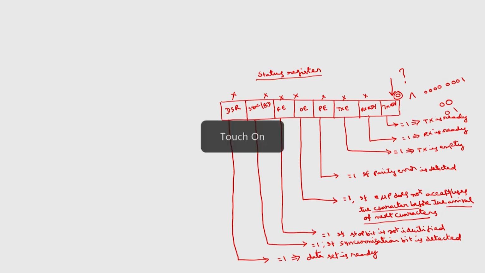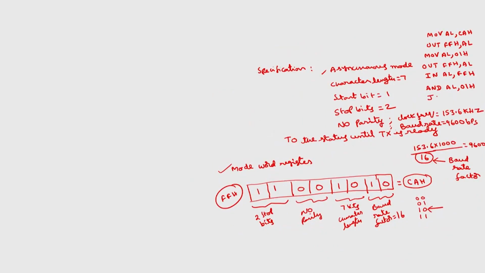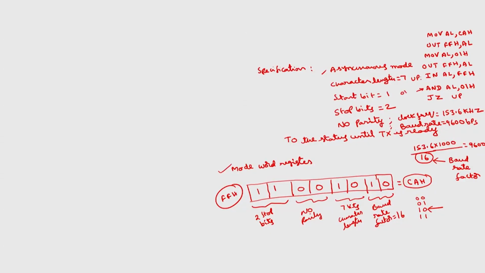Now, what are the remaining instructions? Jump on zero to up: you have to wait until the transmit ready pin is 1. Here at up we take the data again, AND with this one, and check the zero flag. Once the result is not 0, the last bit is 1. If I AND with this one, we will get 0 1 which is not 0, so this will come out of the loop. Now we can transfer the data. Here you can write the program to transfer the data. This is how you can write the program.